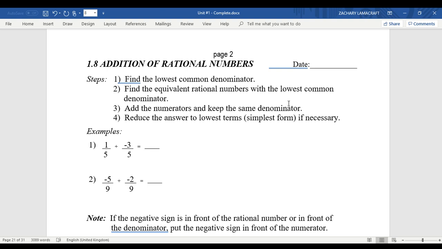So when we're looking at them, we'll have a number over another number. The top number here is called our numerator. And our bottom number here is our denominator. You might want to write that down.